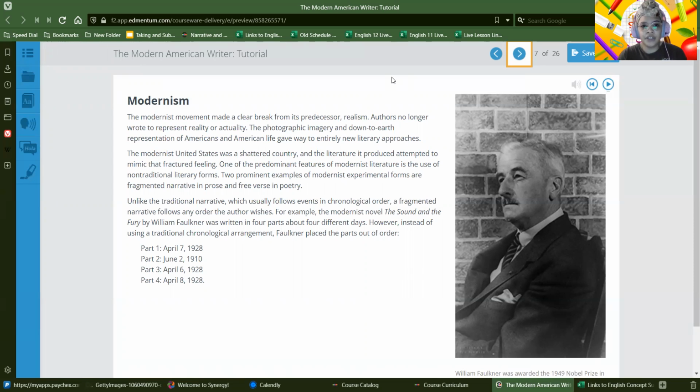And then the next paragraph says, the modernist United States was a shattered country. So shattered means to be broken apart. And the literature it produced attempted to mimic that fractured feeling. So they wanted people to know this is how they feel. And they started coming up with different ways to tell stories and to write poetry that reflected how broken they and other people felt. So 2 examples of this are fragmented narrative in prose and free verse in poetry.